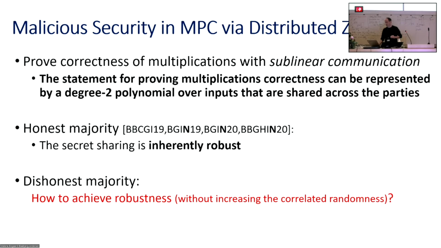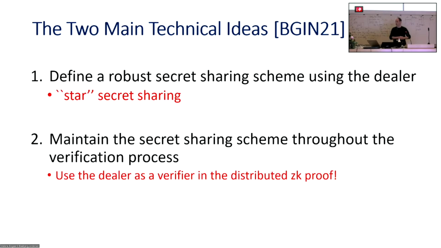So in the previous paper, BGN21, we presented two main technical ideas to solve this challenge. First, to define a robust secret sharing scheme using the dealer, which we call the star secret sharing scheme. And second, to maintain the robustness that we have also throughout the verification protocol. We do that by using the dealer as a verifier in the distributed zero knowledge proof. Those are the two main technical ideas.